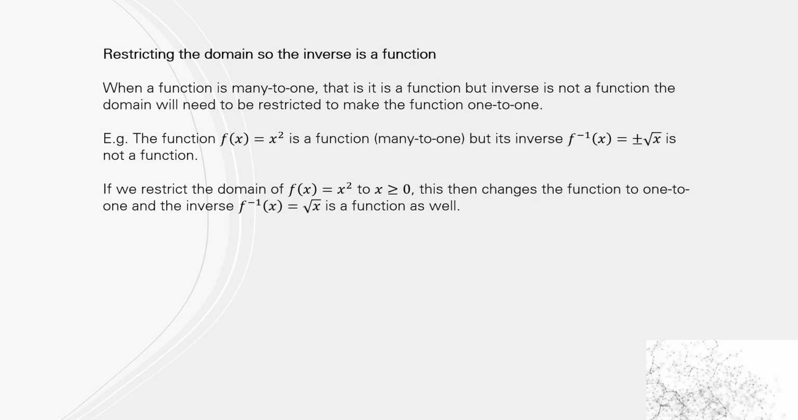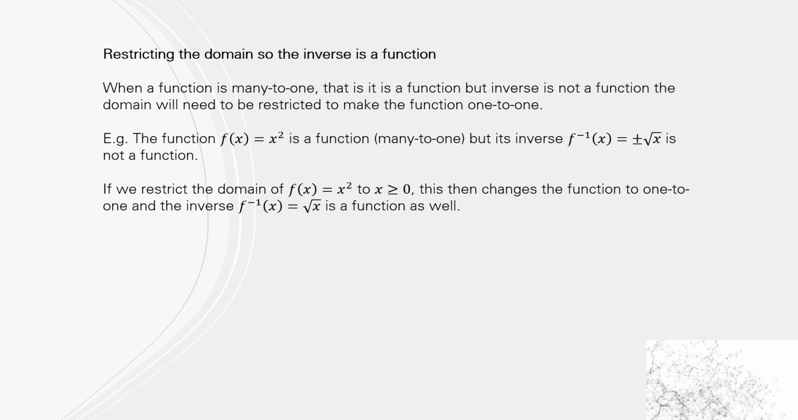So sometimes we need to restrict the domain so the inverse is a function. What we need for an inverse is for it to be 1 to 1. But if a function is many to 1, that means that we'll need to restrict the domain to make it 1 to 1. So one of our regular functions, the parabola x squared, is many to 1. So it's a function, but its inverse is not a function because the inverse would be plus or minus the square root of x. So it would be a sideways parabola.